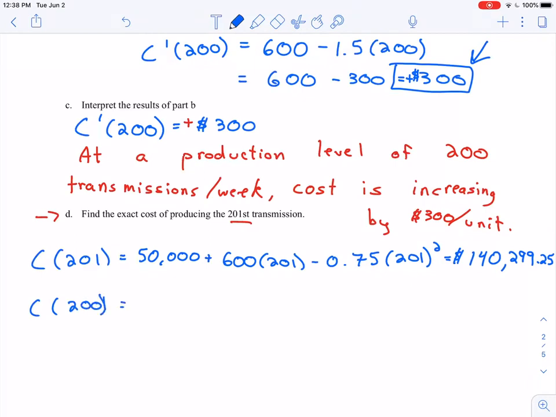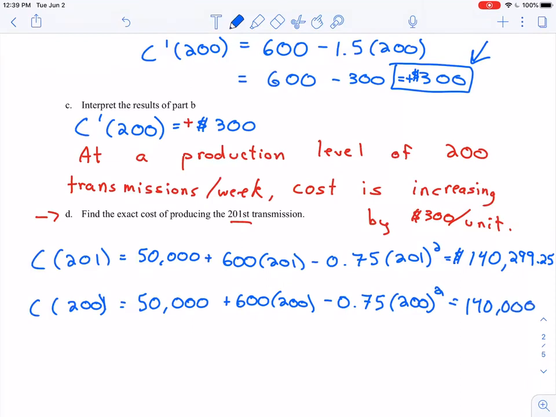So I'm going to take 200 and again plug that into my exact cost function. So 50,000 plus 600 times 200 minus 0.75 times 200 squared. Let's do that math real quick. Here I should get 140,000. So that is the total cost of producing the first 200 transmissions.